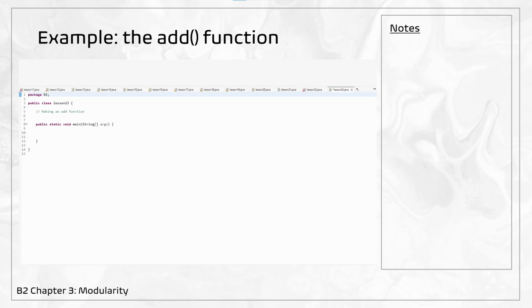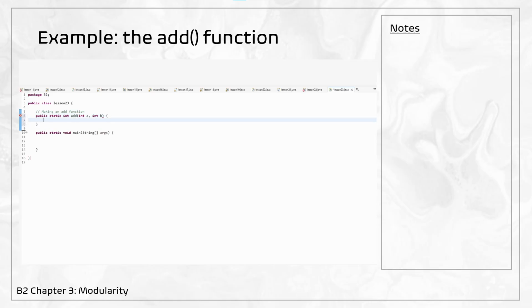Let's make an example function, add. We want the function to take two numbers, sum them together, and then return the sum. So firstly, we can define the function add, so public static, and then we want it to return an integer value, so let's write int here, and then add, and we want it to take two parameters, int a and int b.